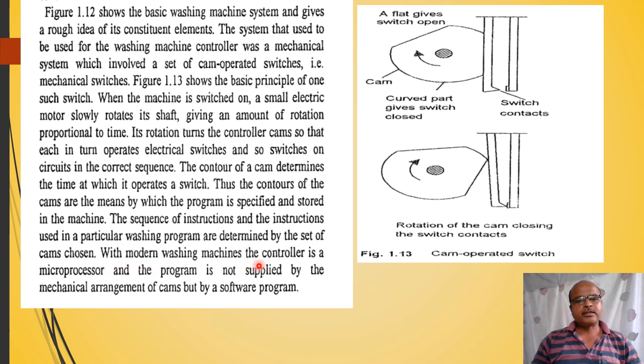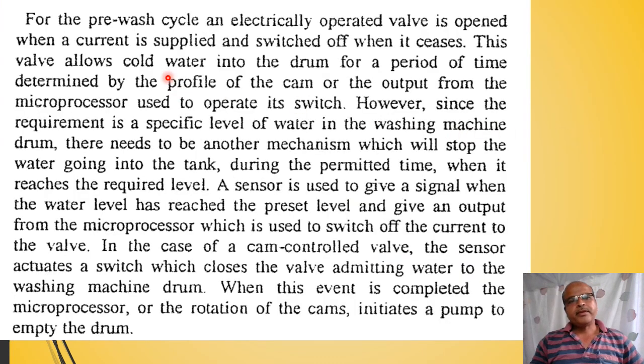With modern washing machines, the controller is a microprocessor, and the program is not supplied by the mechanical arrangement of cams but by a software program. For a pre-wash cycle, an electrically operated valve is opened when current is supplied and switched off when it ceases. This valve allows cold water into the drum for a period of time determined by the period of a cam or the output from the microprocessor used to operate its switch.